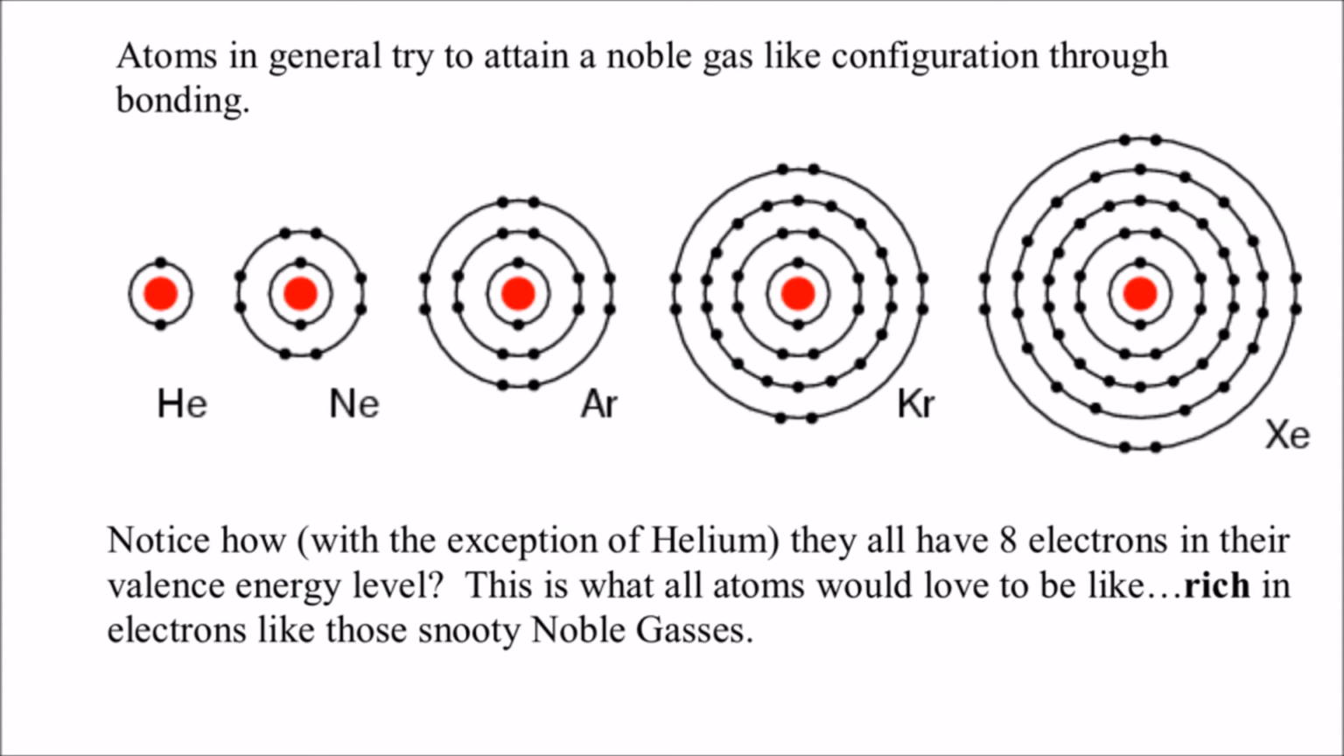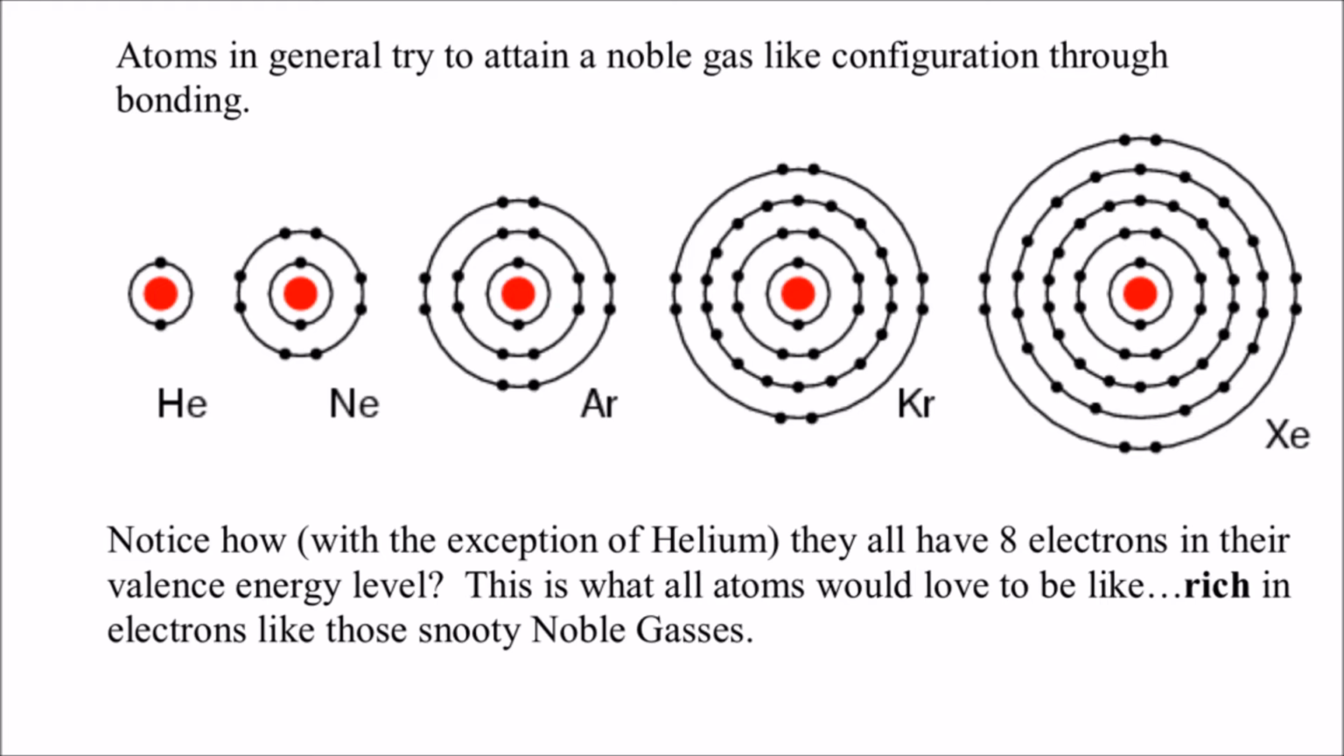Okay, atoms in general will try and attain a noble gas-like configuration. So when we're talking about configurations, remember we need to go back to our electron configurations. The 1s2, 2s2 stuff, okay? And when we say that they're trying to attain that, it means that they're trying to look like a noble gas. So here we have all of our noble gases. Helium is a little bit different from the rest of these guys. Notice that helium has 2 electrons in its valence energy level, but every single other noble gas has 8 electrons in its valence energy level.